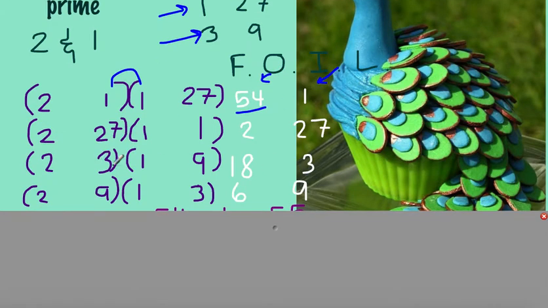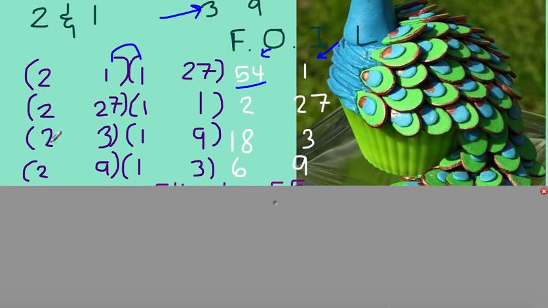So I would like to go down the line first. 2 times 1 will give us 2. 27 times 1 will give me 27. 2 and 9 will give me 18. 3 and 1 will give me 3. 2 and 3 will give me 6, but 9 and 1 will give me 9.